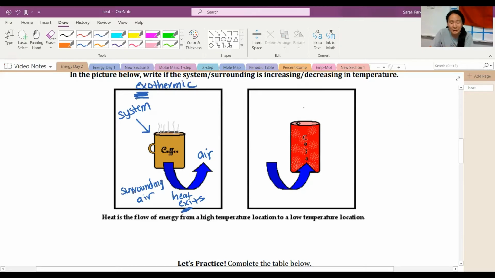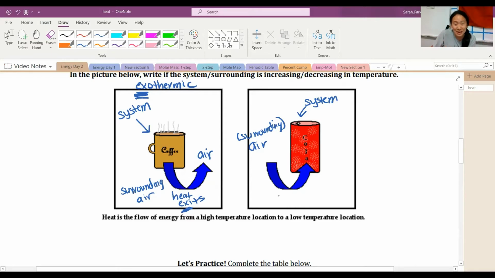Now, in this example right here, this is the system. This is a cold can of soda. It says cola. Okay. Then what? The air is then the surrounding, right? So now you've got to think what's happening here. If the Coke is what we're interested in, and you leave a really, really cold soda out on the counter, then what happens to that soda? You're like, it's going to warm up, right? So the outside air is now warmer than the actual object of interest.